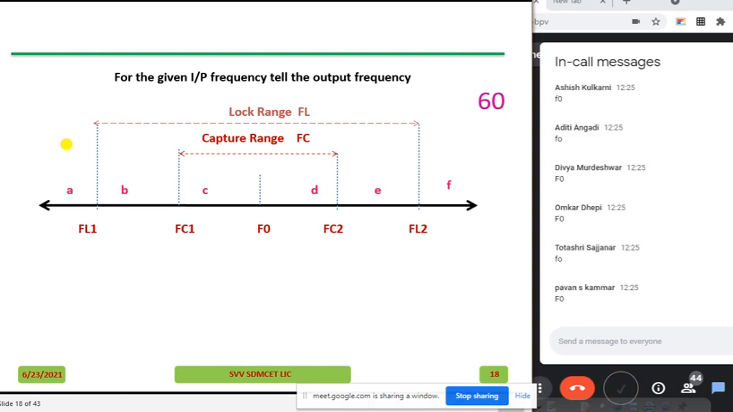Very good, most of you have followed. Even if I give FA also, it will be F0 only, because it is out of the lock range also. First I should apply in between the capture range, then I can drag up to any lock range. This is the basic concept for now.